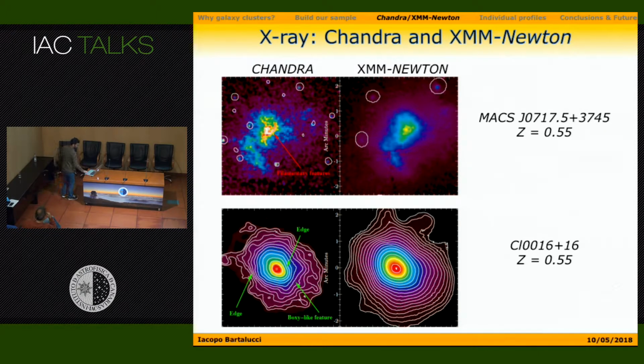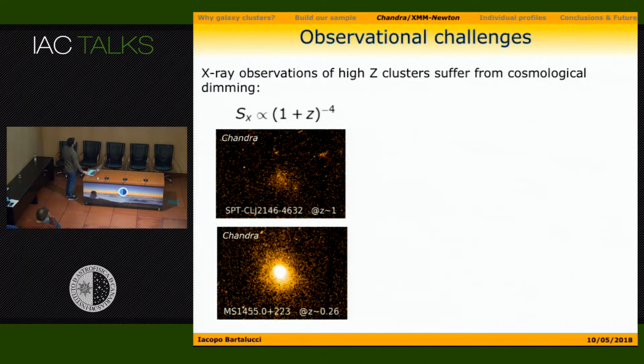Okay. The complementarity is even more critical when we are looking at high redshift objects, as in the case of the sample that I used in our work. You see a Chandra observation of a galaxy cluster at redshift 1 and a Chandra observation of a galaxy cluster at redshift 2.6. So you can clearly see the dramatic influence of the cluster redshift. They have a similar mass, so they should have more or less the same luminosity.